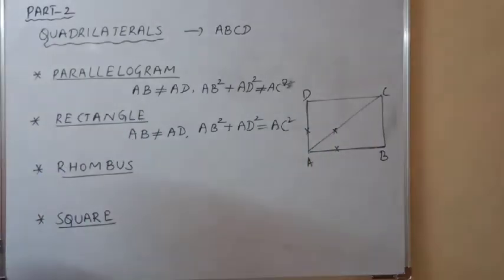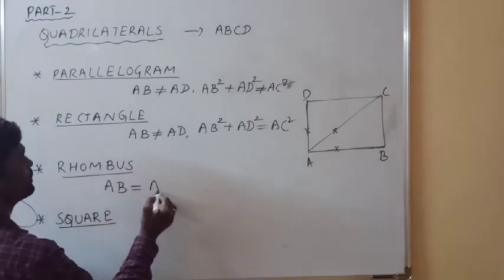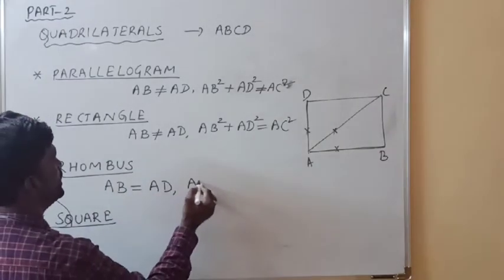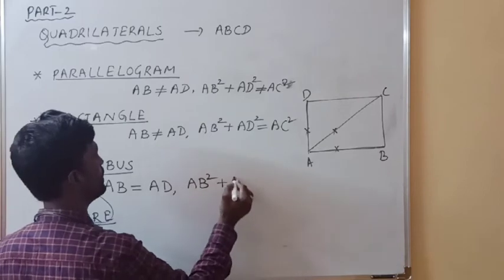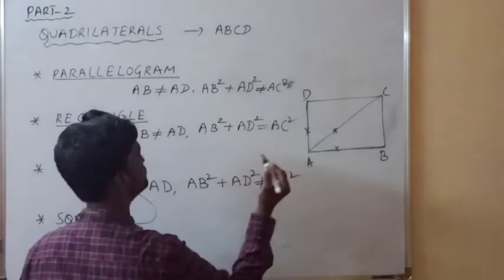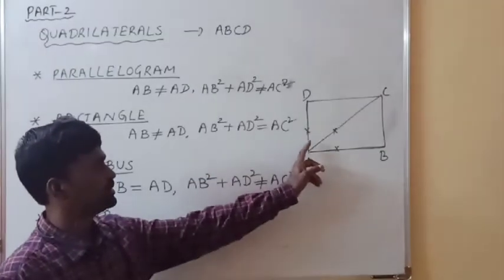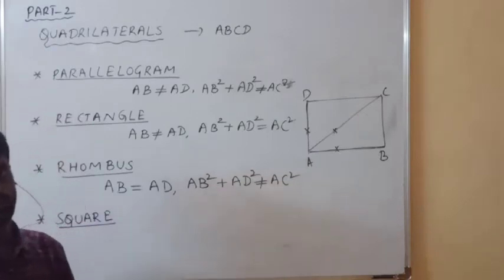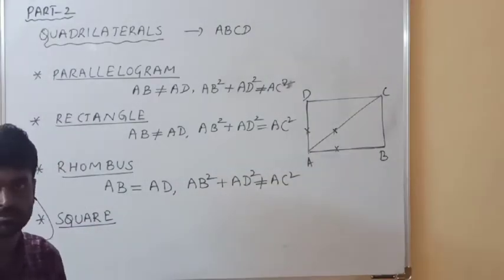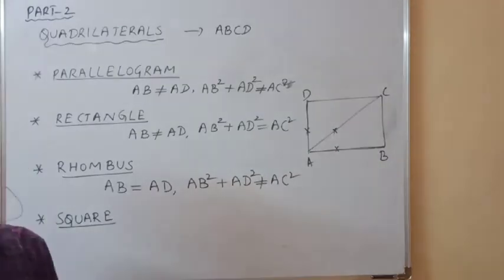Next, rhombus. How to identify a rhombus? AB must be equal to AD, but AB square plus AD square should not be equal to AC square. That means AB is equal to AD. Adjacent sides are equal. Already opposite sides are equal, and also adjacent sides are equal. That means all sides are equal.